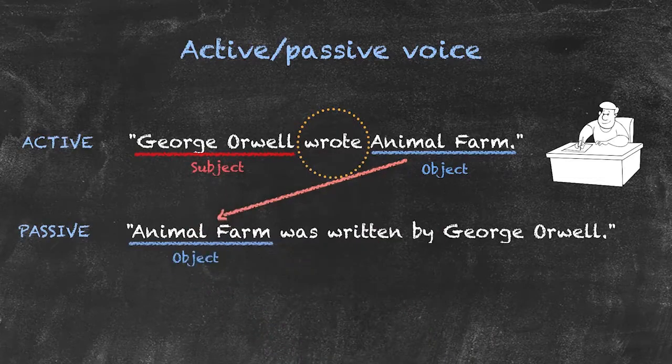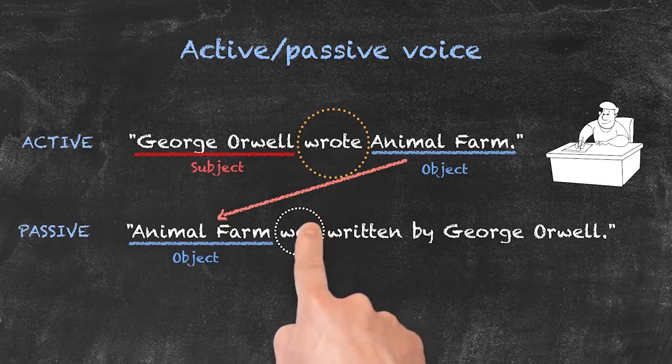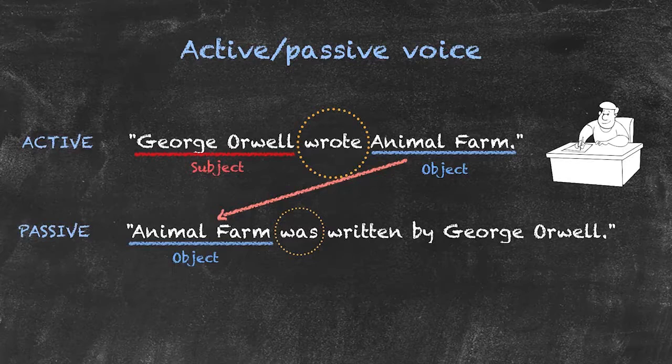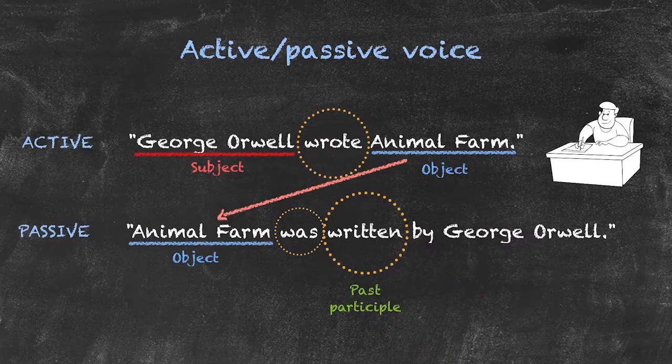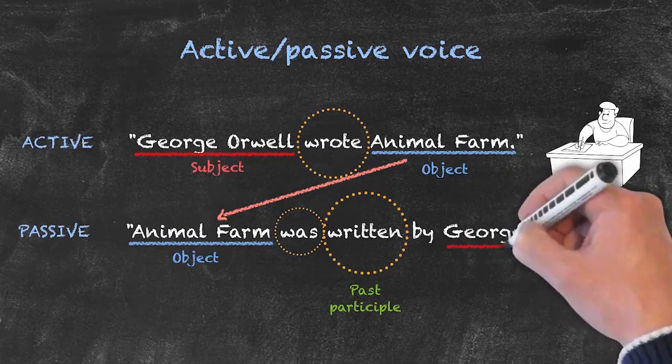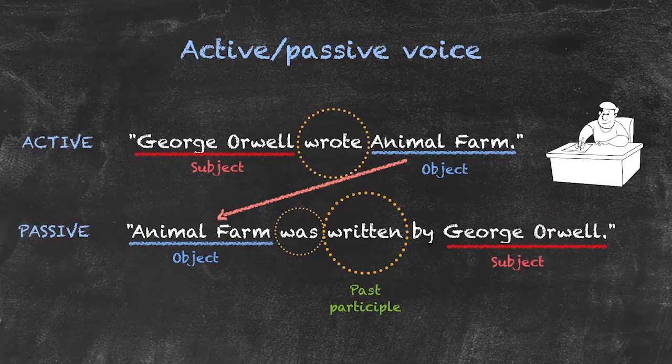Next is the auxiliary verb be, also in the past simple form. An important part of this transition is keeping the auxiliary verb be in the same tense as the active voice sentence. The next part is the past participle form of the verb. Wrote becomes written. Then we can follow it up by adding to the statement Animal Farm was written, finishing it with by George Orwell, the subject.